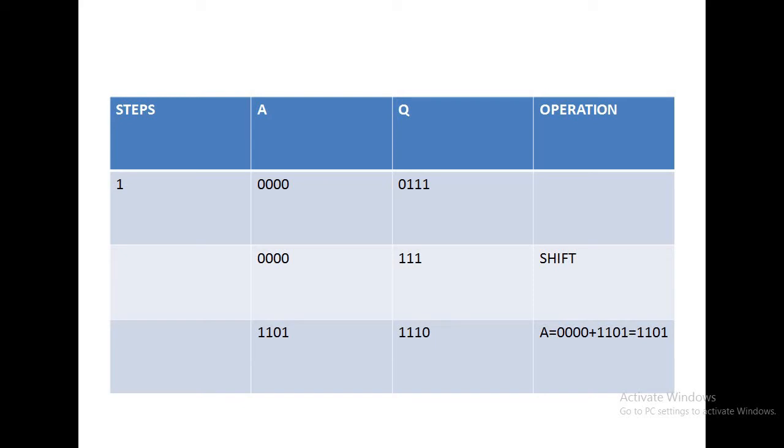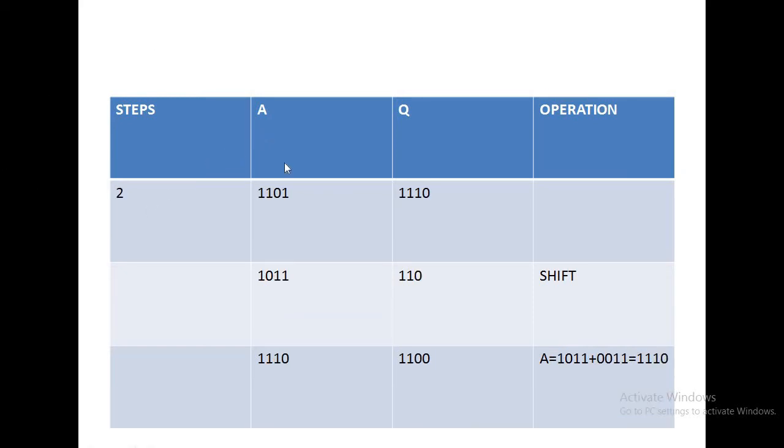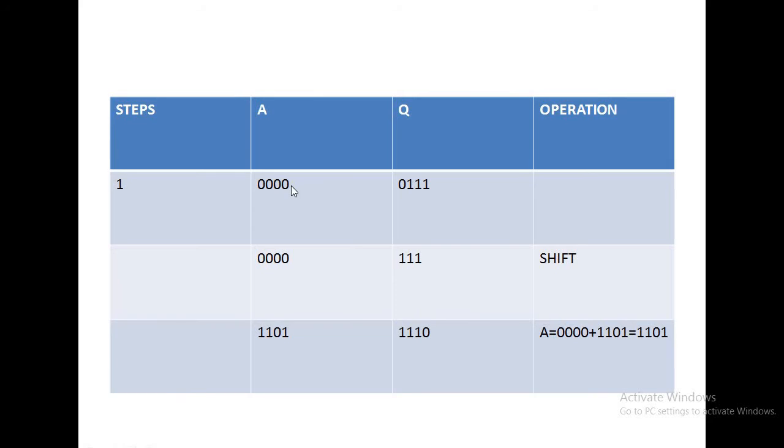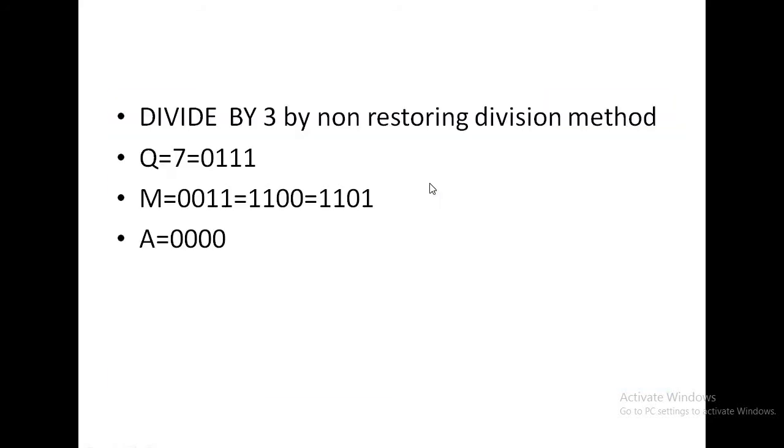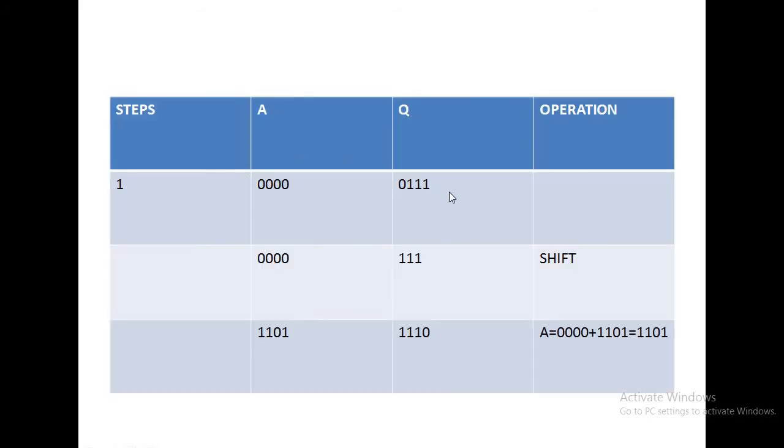Okay, so in the first step, A is initialized with 0, 4-bit representation, and this is the Q, 0111. So what is the first operation? The first operation is left shift.